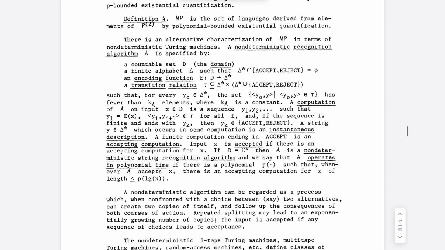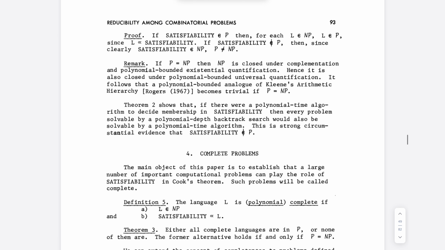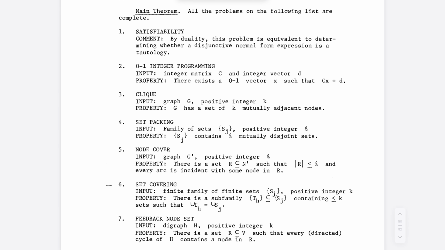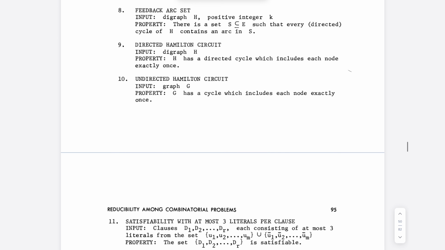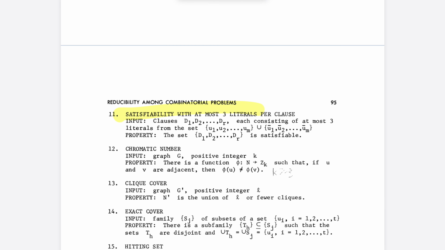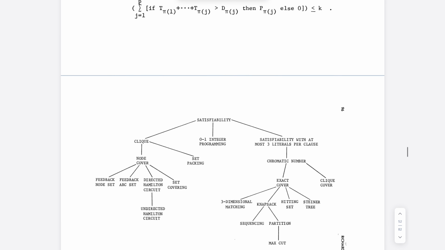Non-deterministic algorithms, and so on. What am I looking for? I'm looking for this one. Okay. So he gives this huge list of problems, some of which we haven't seen and we'll see more in coming weeks. All these problems are complete. Satisfiability we did. Directed Hamiltonian circuit, undirected Hamiltonian circuit, 3SAT, all these things.